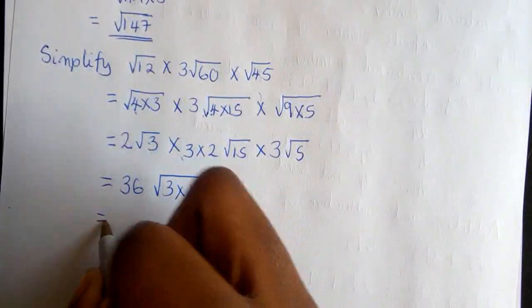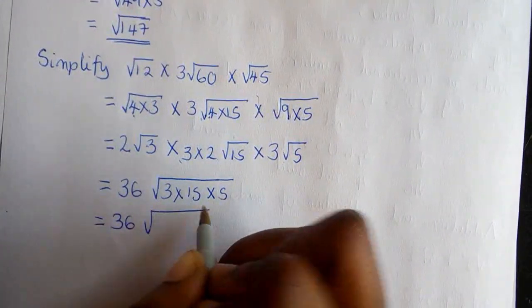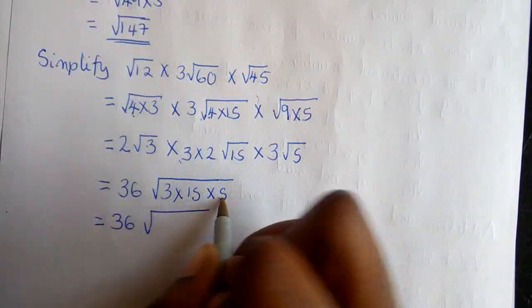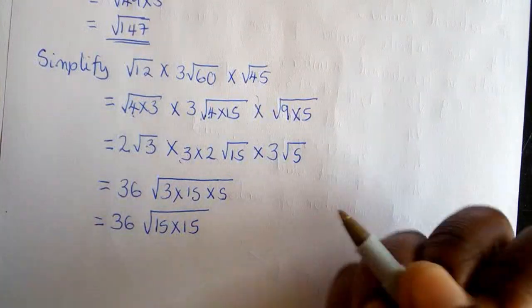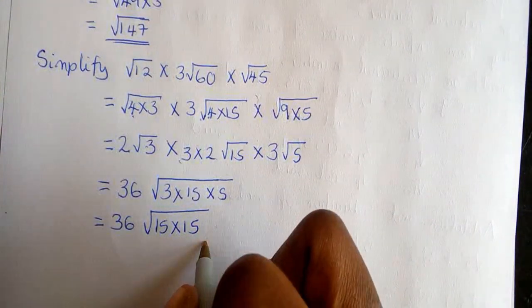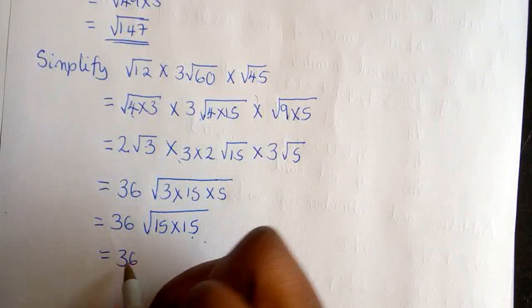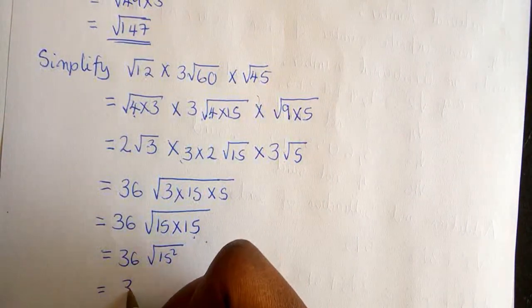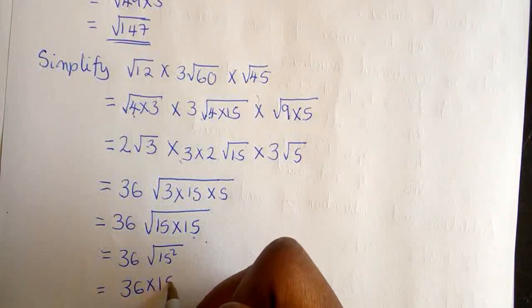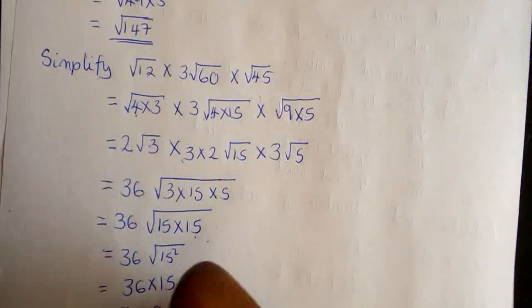This becomes 36 square root of 3 times 5 is equal to 15, right? 15 times 15, and the square root of a square of two numbers that are identical is equal to 36 square root of 15 squared, which is equal to 36 times 15, which is equal to 540.